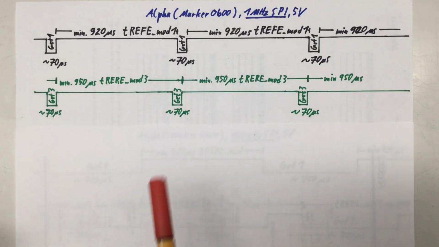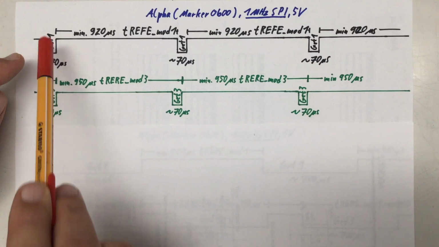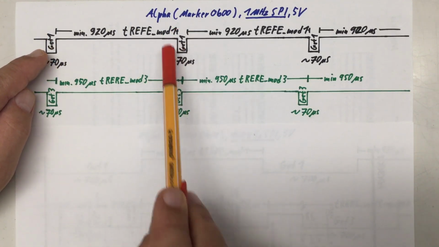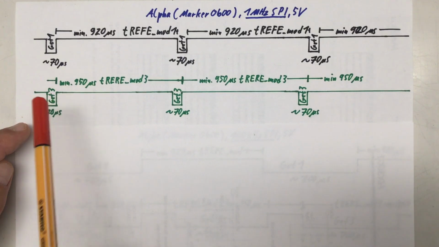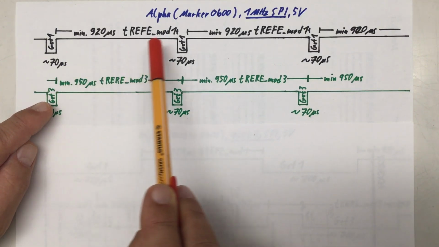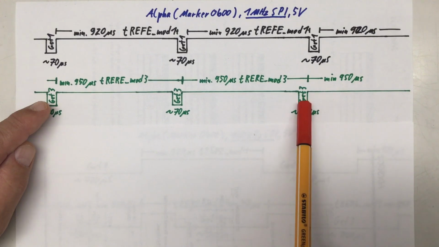But note, or better remember, in mode 1 I request a measurement here and I get the result of the measurement here. While in mode 3, I request a measurement here and I get the result of the measurement much later here.